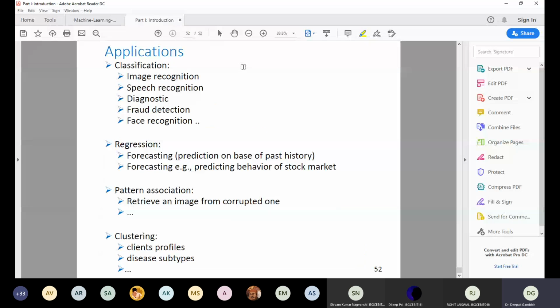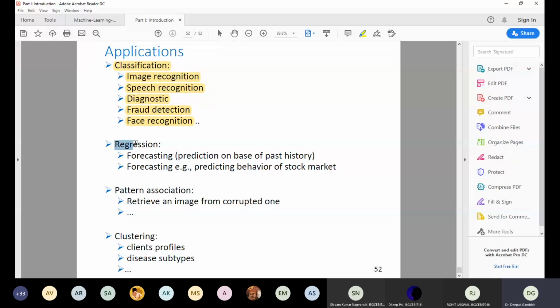Some of the applications where neural networks are used in classification are image recognition, speech recognition, diagnostics, fraud detection, and face recognition. Face recognition means that you provide multiple faces and it will be able to tell that this is Devansh, this is Devendra, isn't it? So it will be able to differentiate between them. This is where we can use the neural network, because we are mimicking the human brain.